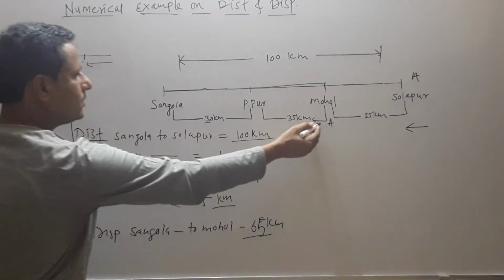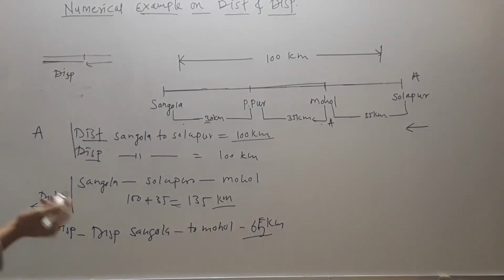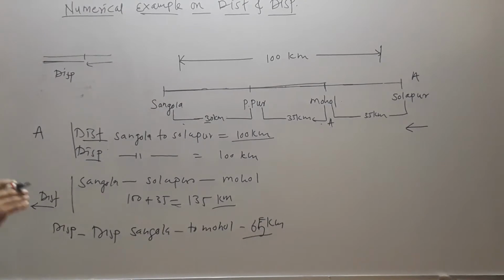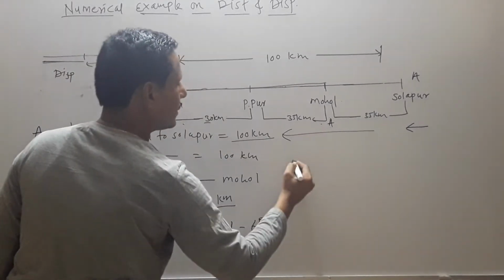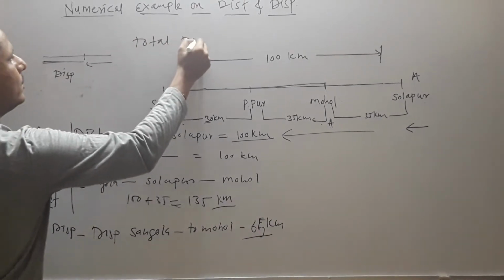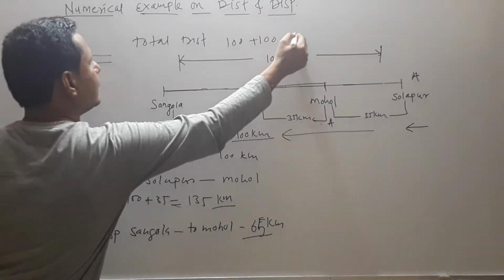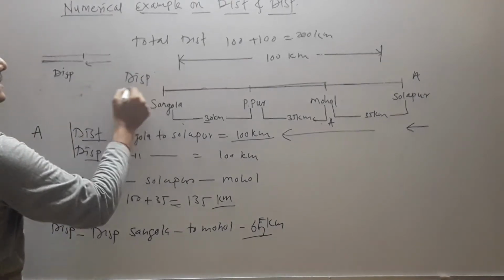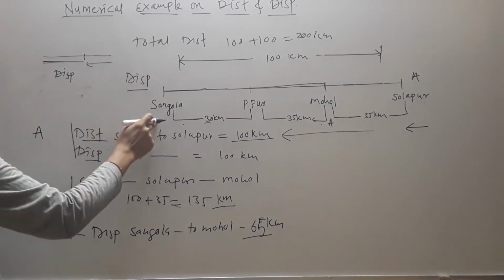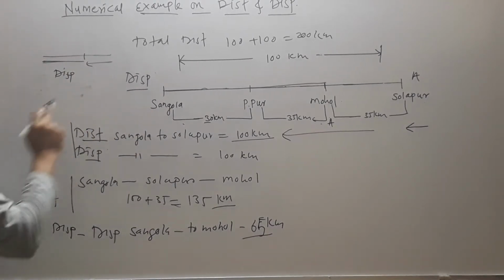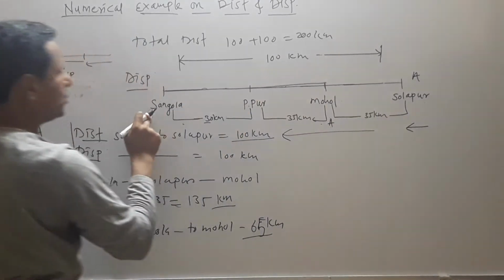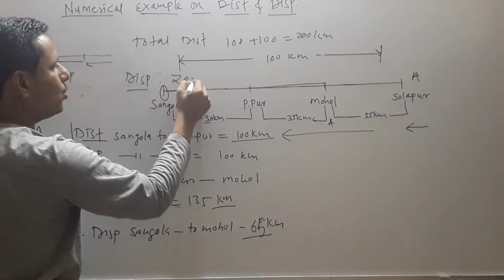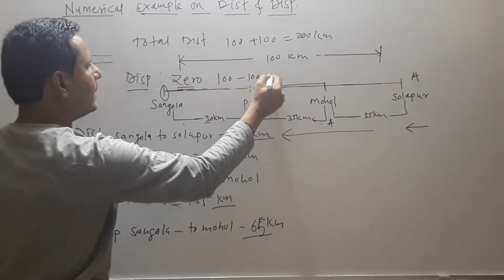Now the same person reaches again to Sangola. In that case, what will the distance be? Sangola to Solapur 100, again Solapur to Sangola 100. So the total distance will be 100 plus 100, that is 200 km. Now what about the displacement? In that case, the initial point and final point are the same. Person A moves from Sangola to Solapur and comes back again from Solapur to Sangola. So the displacement is 0, because 100 minus 100 is 0.